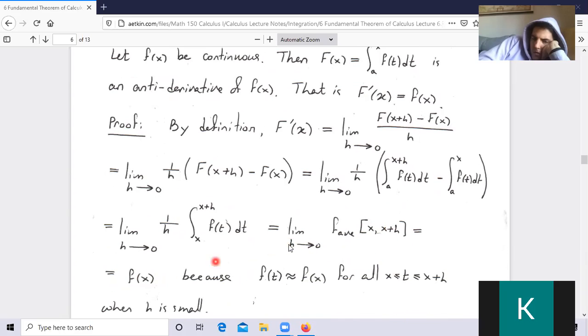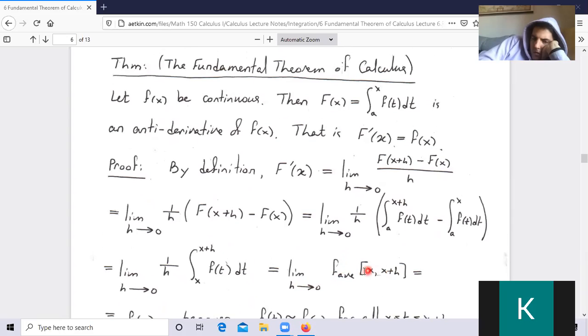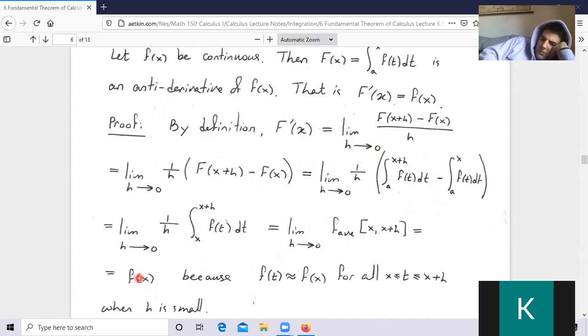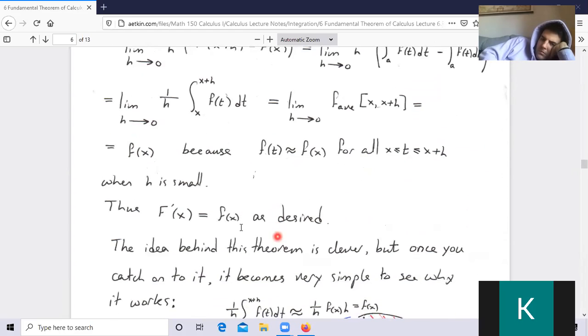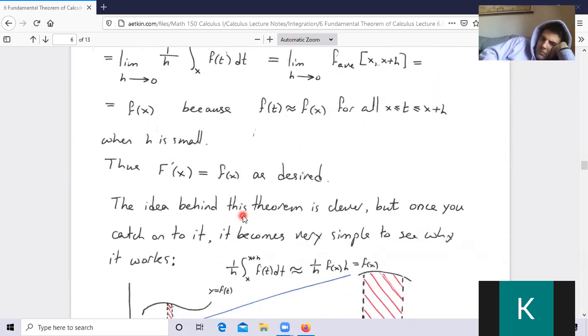That will be f of x in the limit, because if h is very small and the function is continuous, all the function values of this interval are very close to f of x, right? So the average will tend to, in the limit, f of x. So that proves that the derivative is f of x as desired.